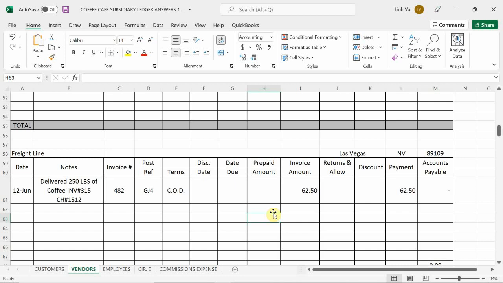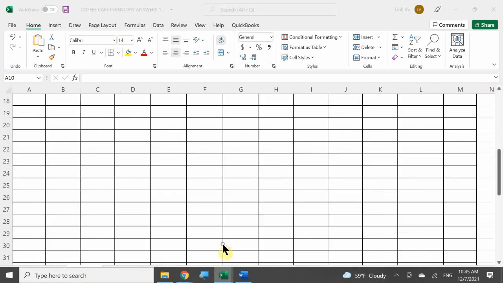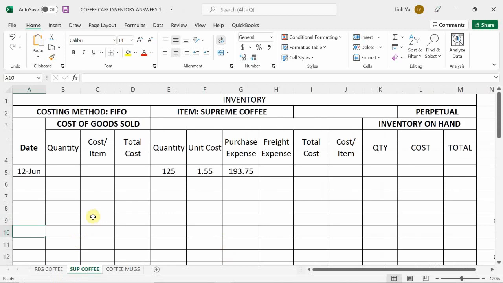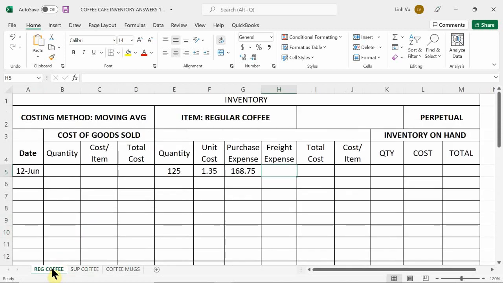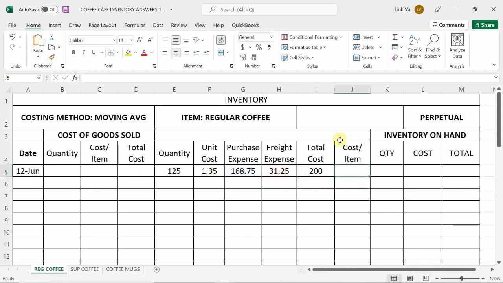Okay. Last but not least, I have to now update my inventory worksheet because now I actually have the freight. So let's go back to regular coffee. I have freight for the $31.25, which gave me a total cost of $200.